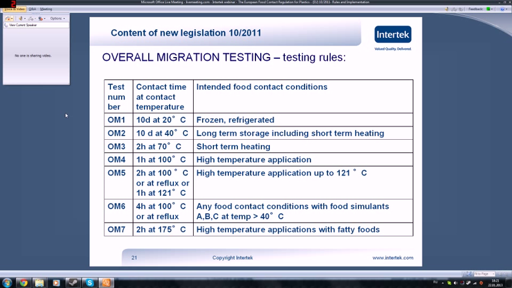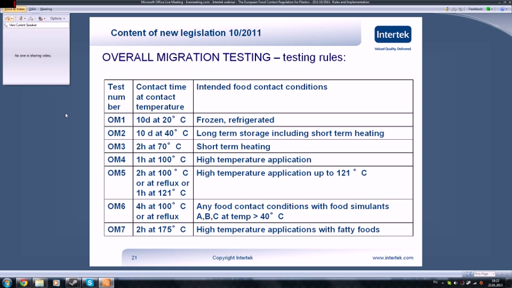OM2, long-term storage handling, including short-term heating. That's very important because it's 10 days at 40 degrees and it includes short-term heating because often a hot fill is made. OM3 covers 2 hours at 70 degrees for short-term heating. OM4, high temperature application at 100 degrees. And if it goes up to 120 degrees, 2 hours at 100 degrees or at reflux, or 1 hour at 121. And if it goes higher than that, then 4 hours at 100 degrees or at reflux, or 2 hours at 175 degrees. Which is meanwhile very relevant because there are some plastics which can withstand more than 200 or even 230, 240 degrees.